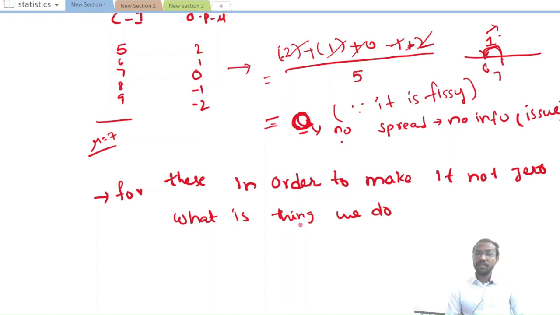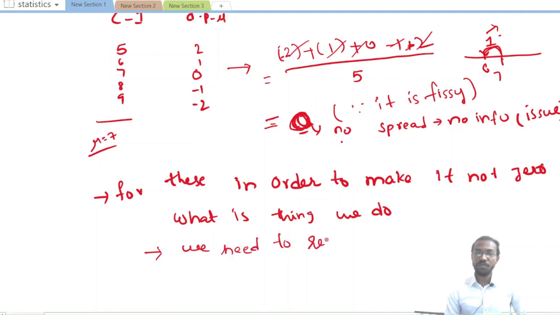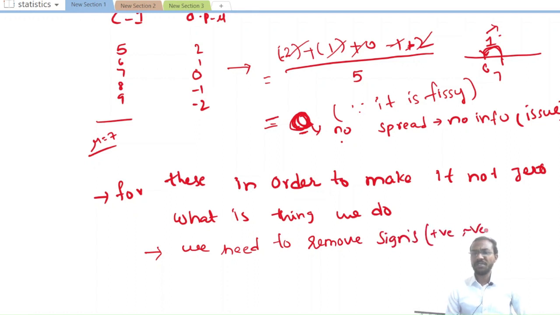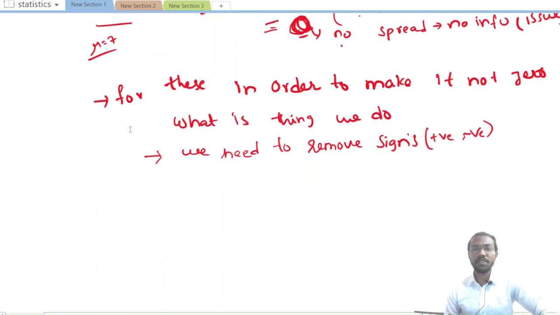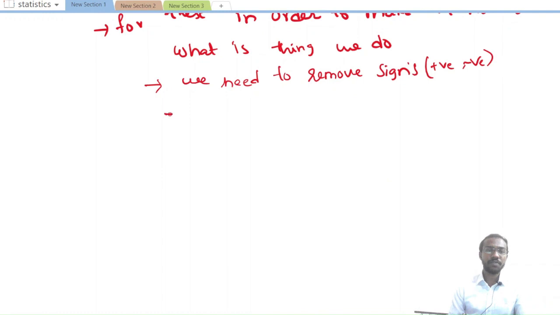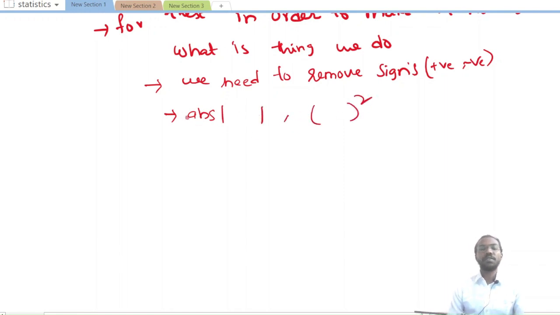So what is the thing we do in order to make it not 0? For that we need to avoid the sign. We need to remove sign terminologies. Signs means positives and negatives. Removing the sign means we need to do either the absolute deviation for the data or the square of the data.